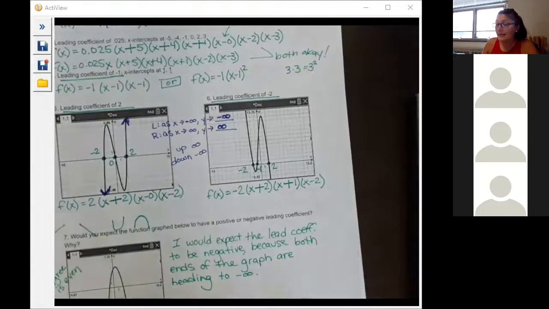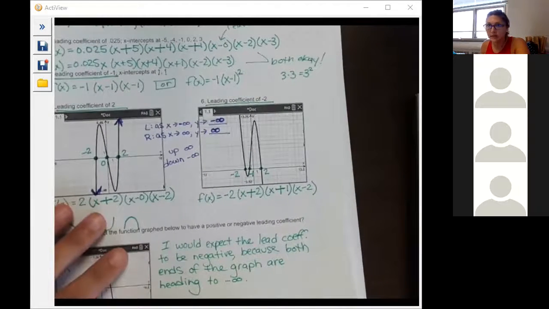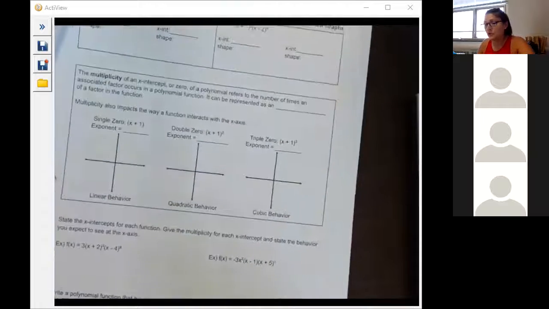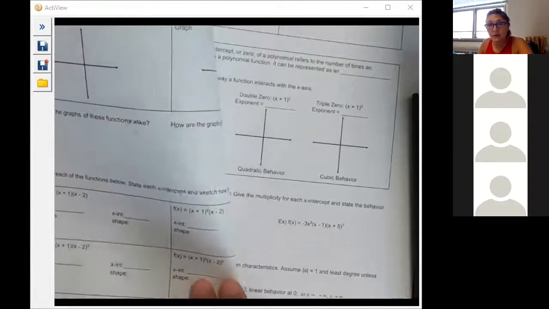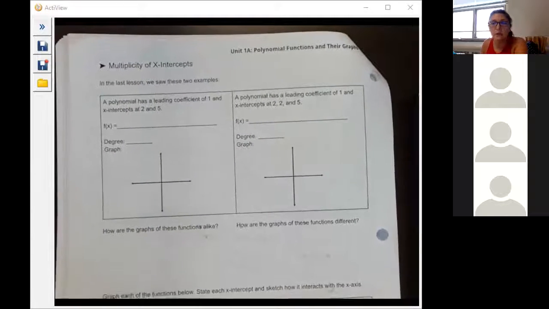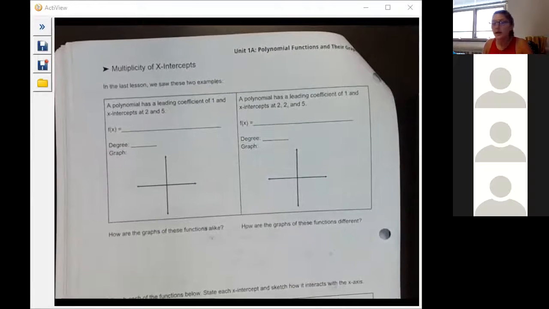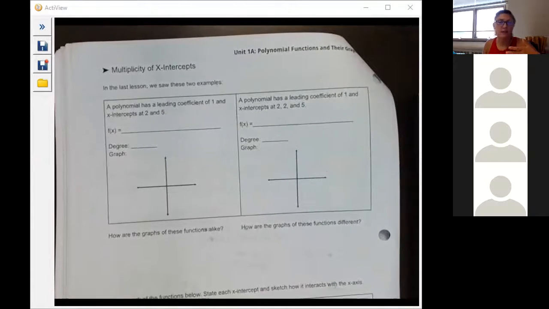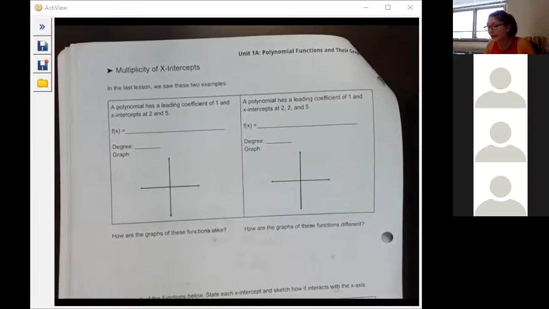Okay. Those are all the problems that we're going to go through together. So here's what I want you to work on for the rest of our class time. Your homework for tonight has a video that goes over what's called multiplicity of x-intercepts. So what you're going to see is that x-intercepts can actually look a little bit different, and we have a way to represent that in our function. If I know the function, I have a way to know what the graph's going to do at that x-intercept.